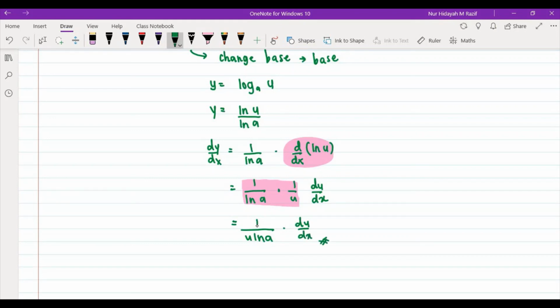So these are the four properties that you have to use whenever you have questions involving logarithmic functions and you need to differentiate those functions.